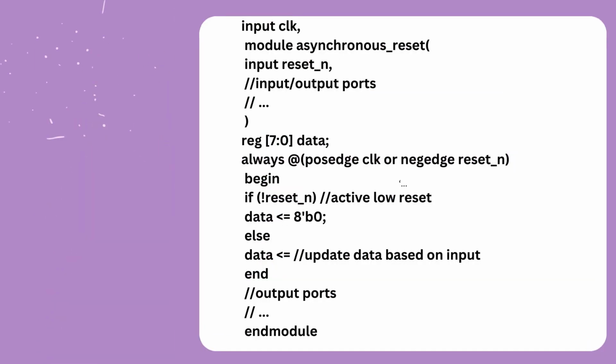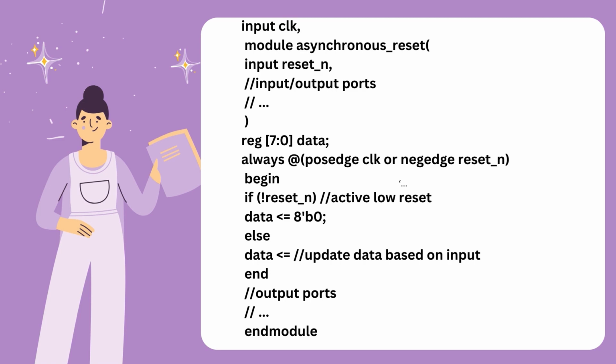Now let us see an example for asynchronous reset module. So here also we are defining input and output ports, and here the always condition will change for asynchronous reset. Here, always @(posedge clock or negedge reset underscore n). We are checking at rising edge of clock. Also we have to check with respect to negedge of reset underscore n.